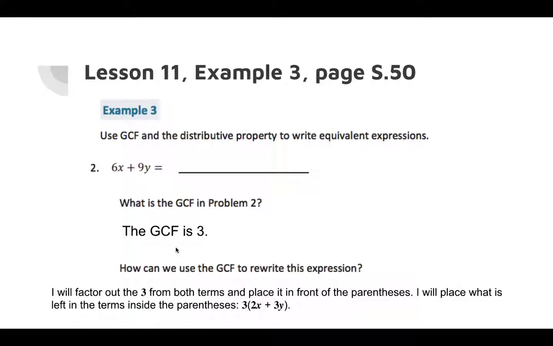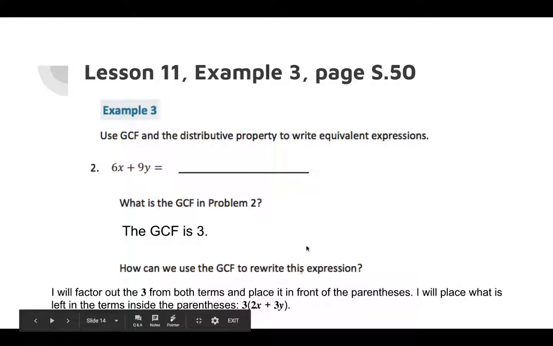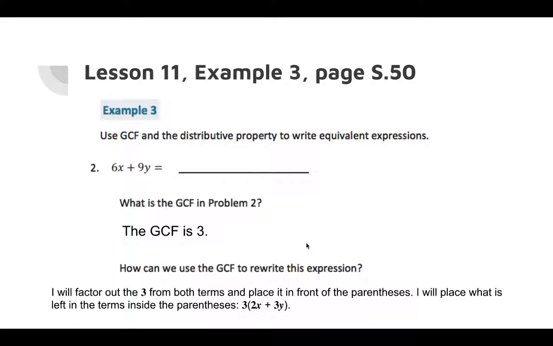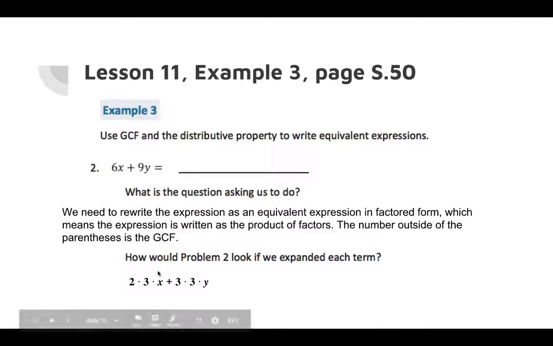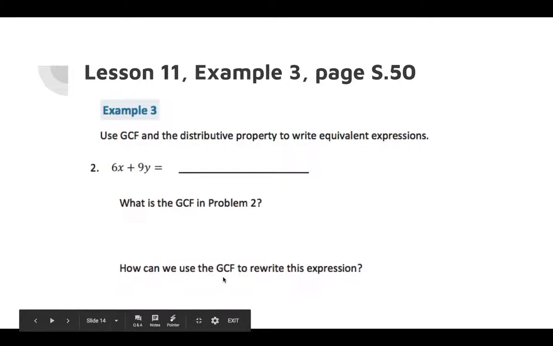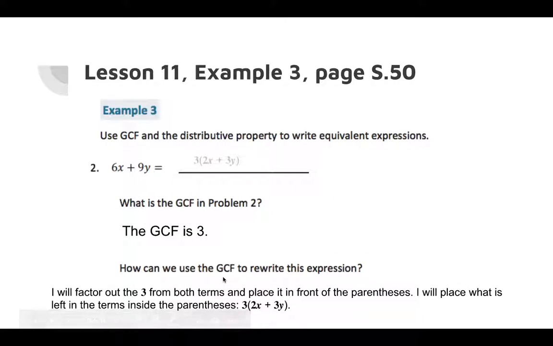I will place what's left in the terms inside the parentheses: 2x plus 3y. And now you're like, Miss Caldwell, where did you get the 2x plus 3y? Well, I got that back here. Remember, so I just took this 3 out. Now you have 2x. I took another 3 out, and you're left with 3y. So that's why this is 3, the greatest common factor, times 2x plus 3y.